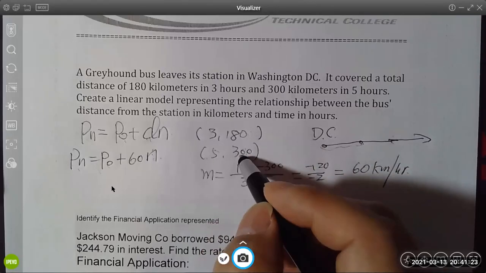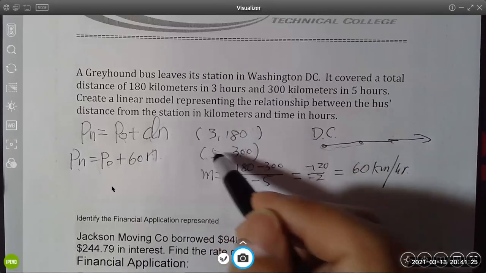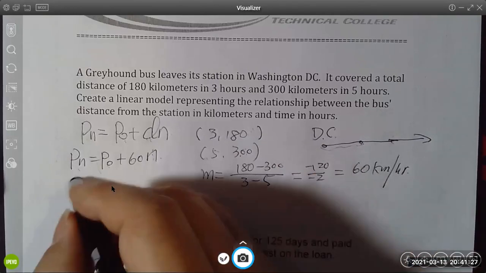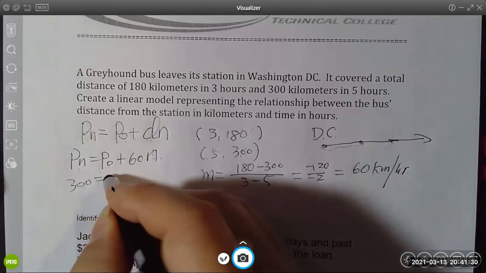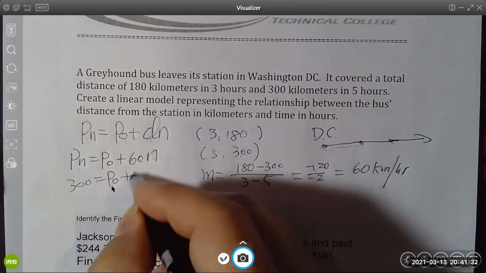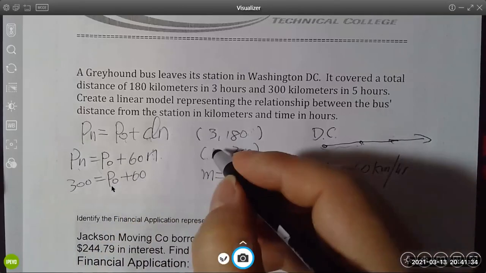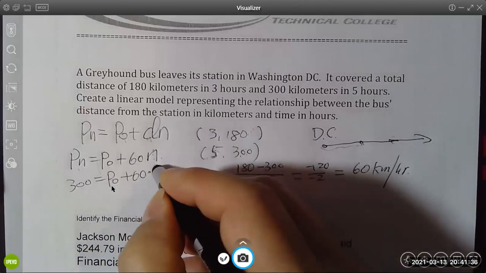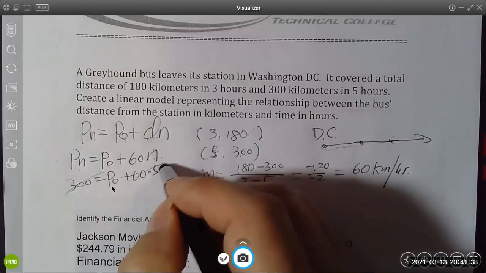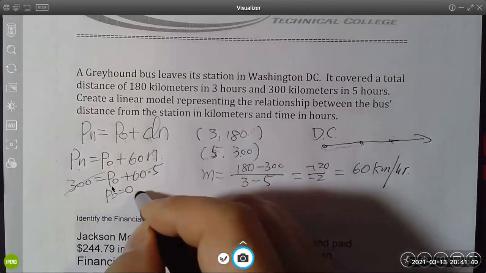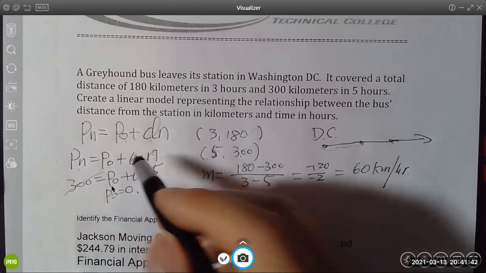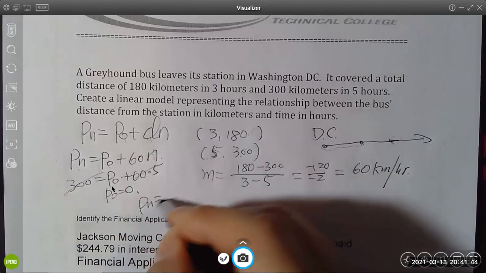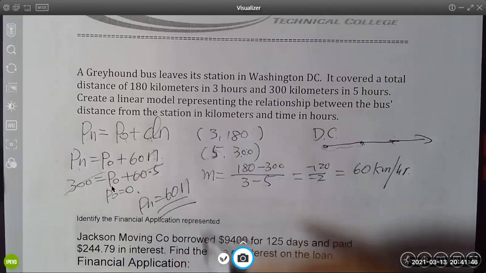I use a different one. Last time I used the first one, right? Let's use the second one. So output is 300 equals P0 plus 60 times input, 5 hours. 5 times 60 is 300. That's the same, canceled. P0 equals 0. Since it's 0, we have Pn equals 60N. That's our final answer. This is the linear model.